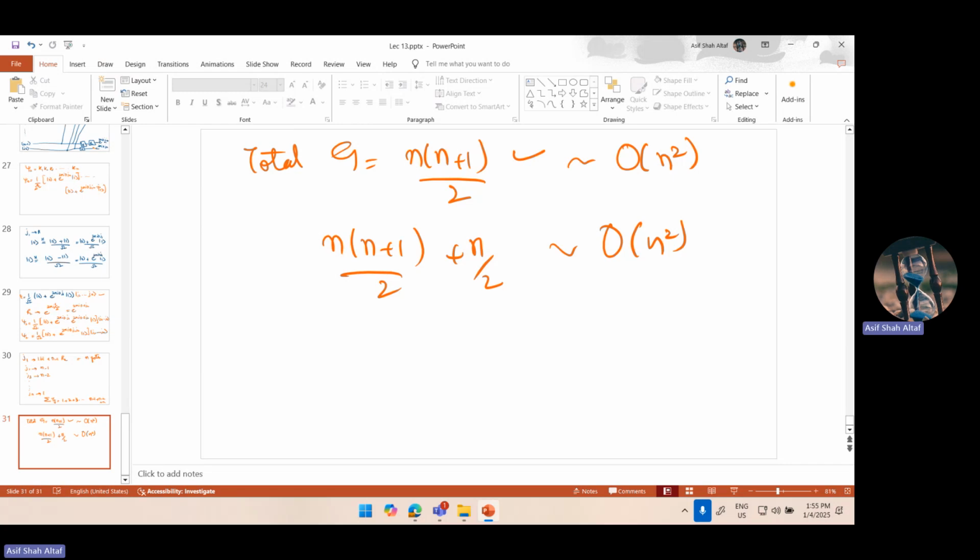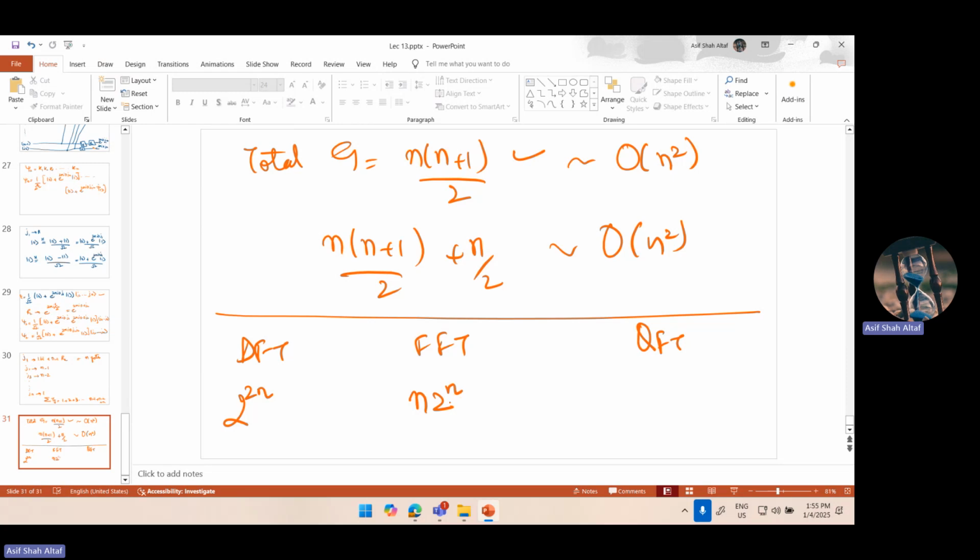So now the question is, okay, before that, let me write a comparison here. So for DFT, FFT, and QFT. For DFT, we had 2 power 2n. For FFT, we had some speed up. And for QFT, now we have n square. So it's not even exponential, it's just a polynomial.